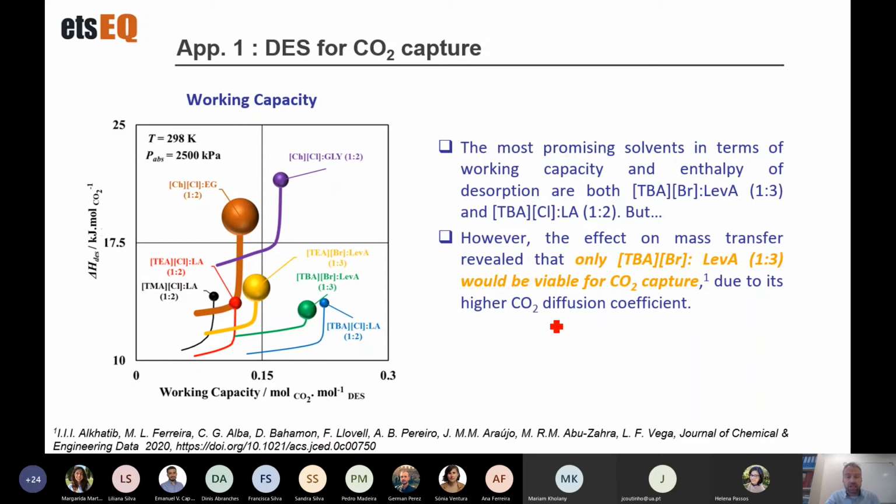The idea is not to say that these DES are good for CO2 capture, because we have seen many disadvantages. The idea is to highlight the capabilities that an equation such as SAFT has, more than only checking the solubility of a compound.